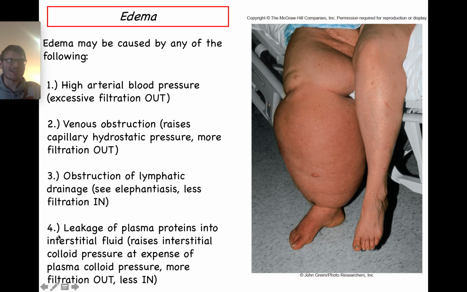And then number four here is kind of the biggest one: leakage of plasma proteins into the interstitial fluid. This raises interstitial colloid pressure at the expense of plasma colloid pressure. So that's a lot of mumbo jumbo, right? That's a lot of gobbledygook. Basically, number four, that's injury.